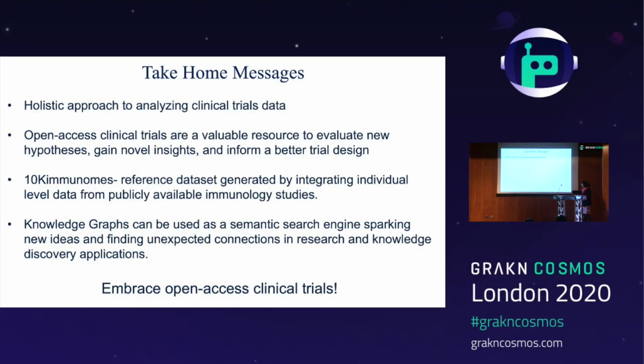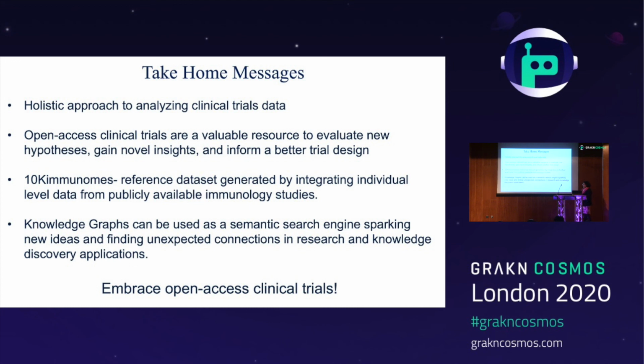So the take-home message is that you can take a holistic approach to analyzing clinical trials by combining multiple trials. Open access clinical trials are a valuable resource to evaluate new hypotheses, gain insights, and inform better trial design. I just described the 10,000 Immunomes, which is a reference data set generated by integrating individual data from publicly available immunology studies. For example, if you don't have a control in your experiment, you can go to these kinds of resources, download the data, and plot it against your own control or your experimental arm. So these resources come in handy.